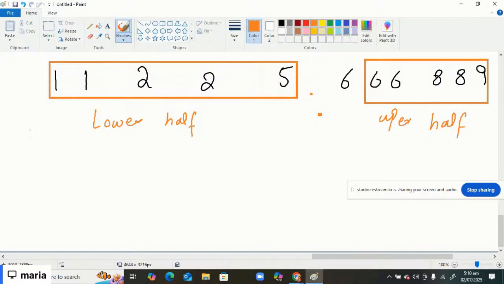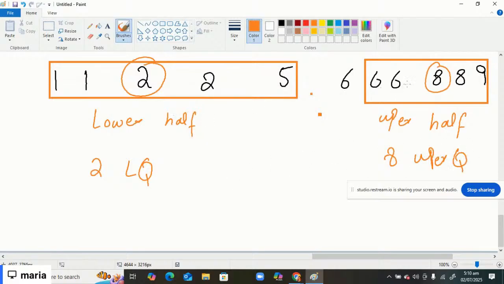So first we check the lower half. Lower half is 1, 1, 2, 2, 5. So what is the lower quartile? That is 2. So 2 is the answer for the lower quartile. What is the upper quartile for this one? That is 8. So 8 is the upper quartile.